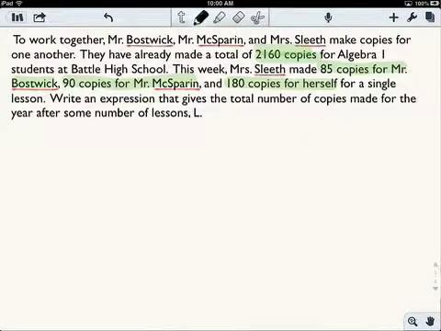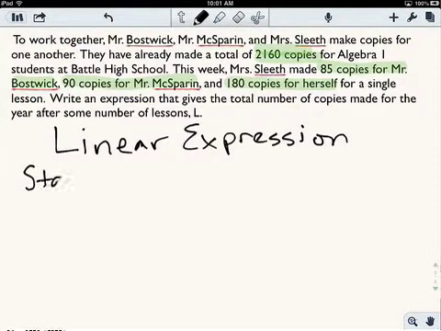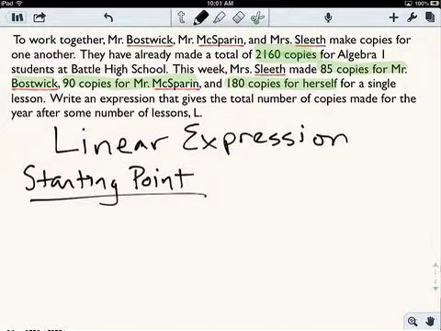Okay, so when I'm thinking about this, I'm going to call this a linear expression. You have to find the stuff that stays the same and the stuff that changes. So I'm going to put here the starting point, and you don't have to write all this every time, but I'm just trying to give you a visual to help you think through it. Starting point and stuff that changes.